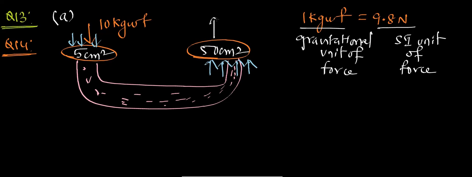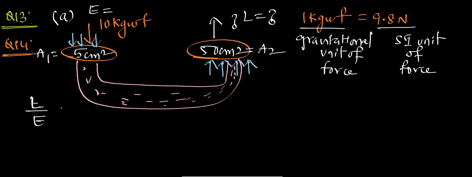And they're asking you with how much force it is moving upward, the upthrust. That means this is the effort, 10 kilogram weight. This is A1, 5 centimeter square. This is A2, 50 centimeter square. They're asking you the load value. I told you in mechanical advantage, no? Load by effort is nothing but bigger area by smaller area. A by A, means R square by A. If the radius is given... here directly area is given, no?